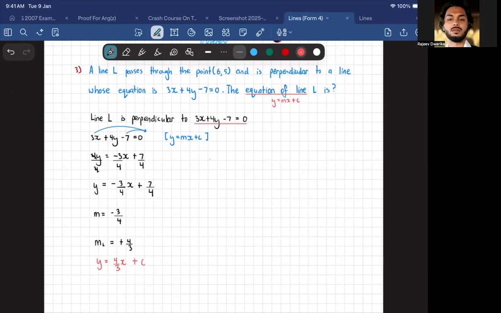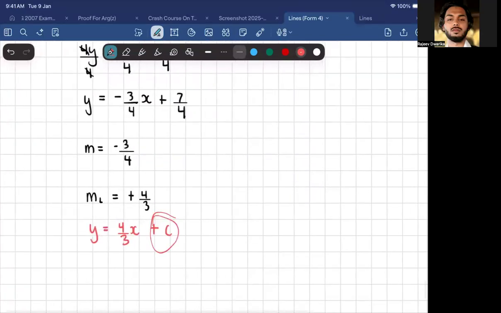Ria, I want you to read the first part of that sentence. What does it say? A line L passes through the point 6, 5. Do you think they gave us that to use up ink on the paper, or they gave us that for a reason? They gave it for a reason. So the only thing we are missing is c.